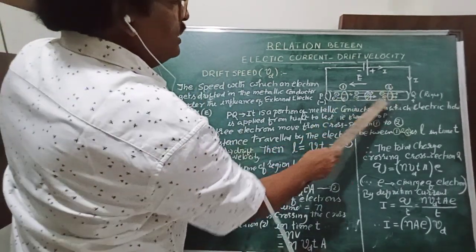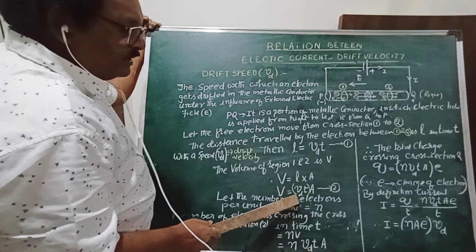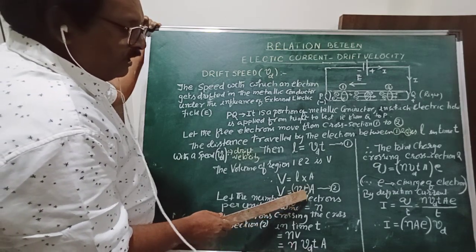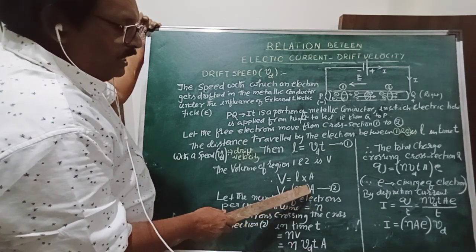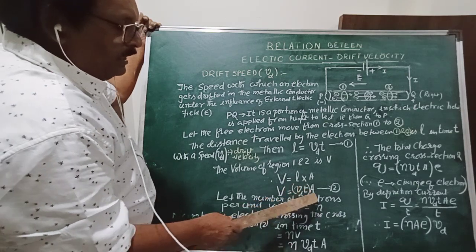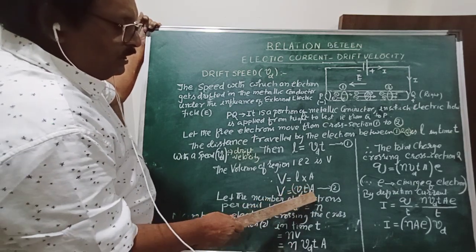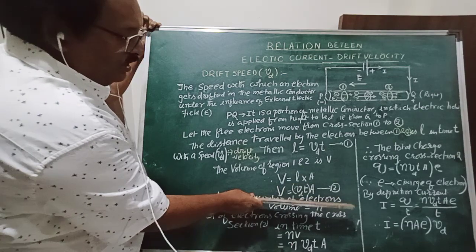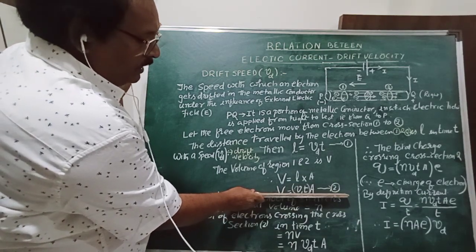We have just considered the volume. Volume is expressed in terms of drift velocity, time of travel and area of cross section. Vd into t is nothing but length. Area of cross section is A. Length into area is volume. Okay. Fine. Till here it is fine.